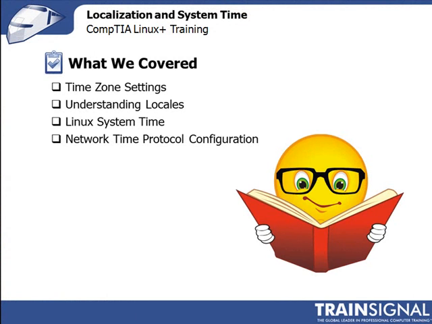I hope after this lesson you have a better understanding of just how important it is to ensure that not only your system time, but your location information is properly configured. In this lesson, we learned that Linux time zone settings can be set at both the command line and graphically. Then we talked about locales and how we can change settings to match your users' locations. Next, we covered the two types of Linux system time, hardware and software. And finally, we covered network time protocol configuration, which allows us to sync our network time to outside time servers.